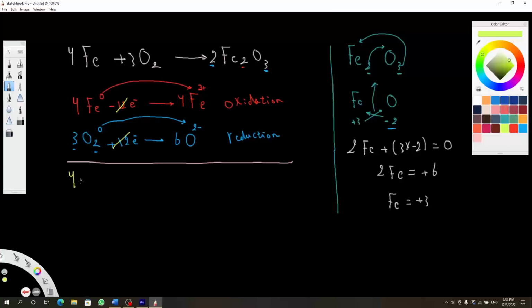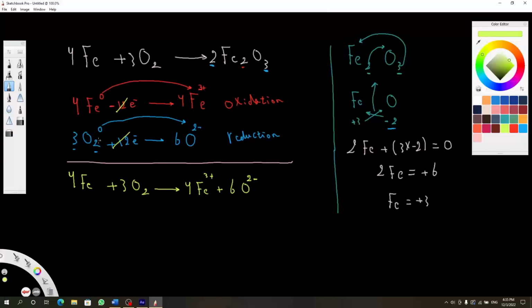We have 4 iron atoms plus 3 O2 to yield 4 iron cations, 3 positive, and 6 oxygen anions carrying 2 negative. So this is the full ionic equation.